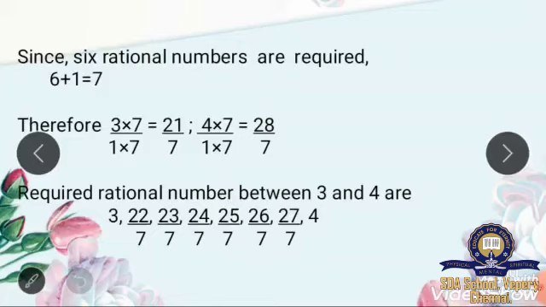So the required rational numbers between 3 and 4 are: what is next to 21 by 7? Yes, it's 22 by 7, 23 by 7, 24 by 7, 25 by 7, 26 by 7, 27 by 7. So now we find the rational numbers in between these two rational numbers. Okay, can you understand?